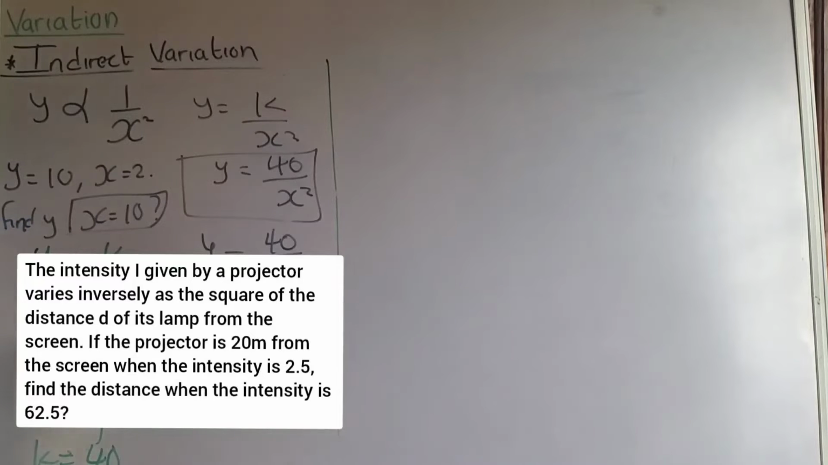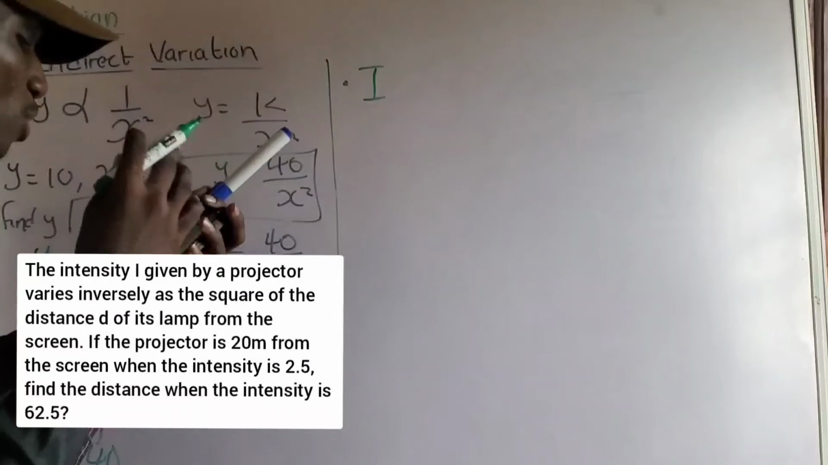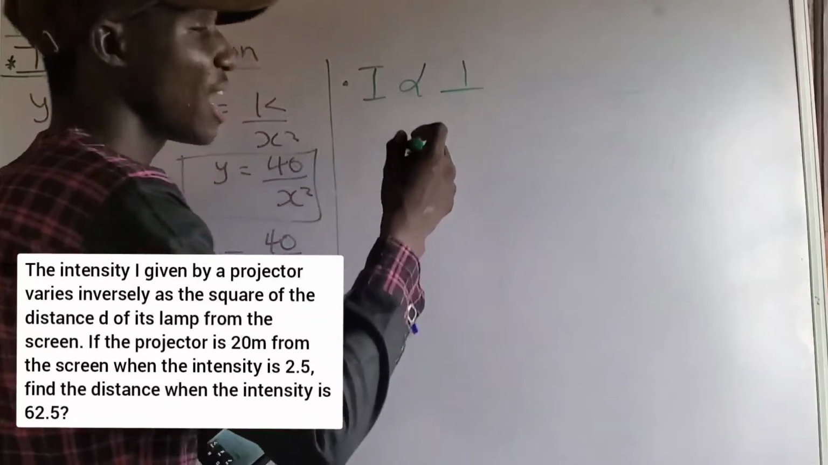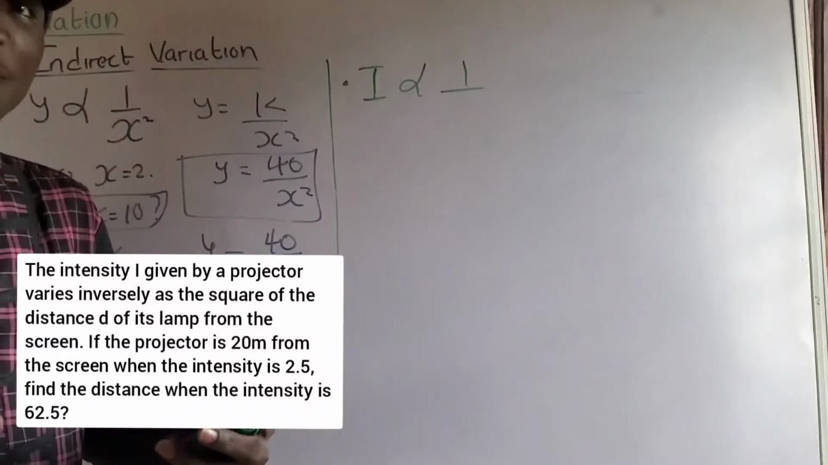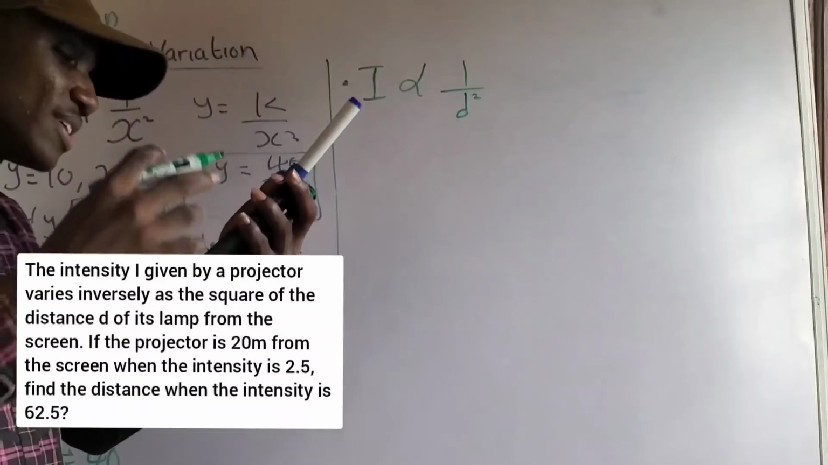The intensity of illumination given by a projector varies inversely as the square of the distance of its lamp on the screen from the screen. If the projector is 20 meters from the screen when the intensity is 2.5, find the distance when the intensity is 62.5. Okay? Now let us interpret the question. We are given that the intensity of illumination given by a projector varies inversely as the square of the distance. Now we're going to represent the distance as d. So I'm going to have 1 over d squared. Do you understand?